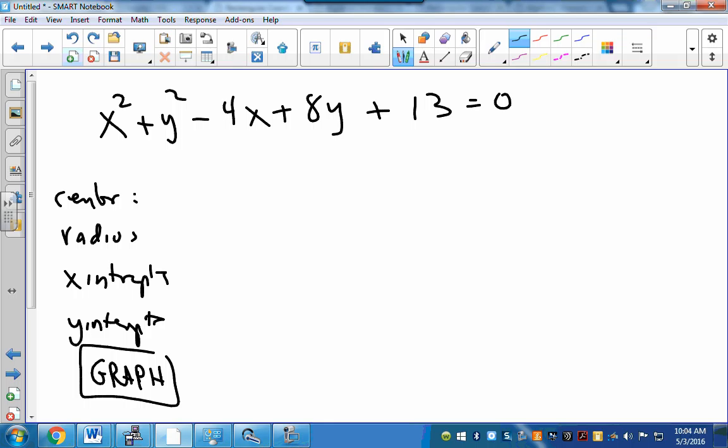Go. Okay? Find the x-intercepts, find the y-intercepts, look at the picture, center, radius, and it all goes together fairly quickly, I trust.